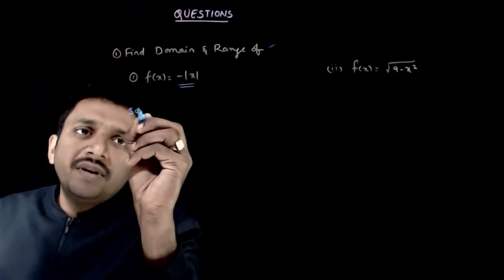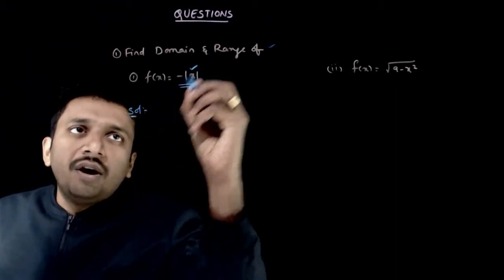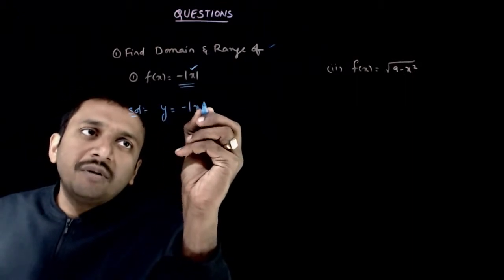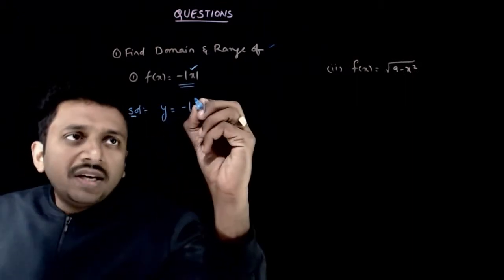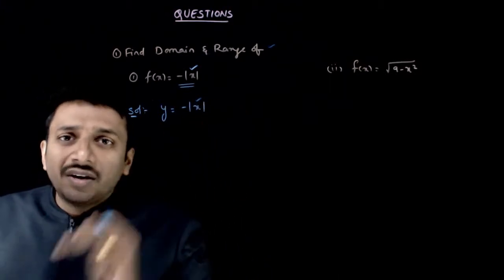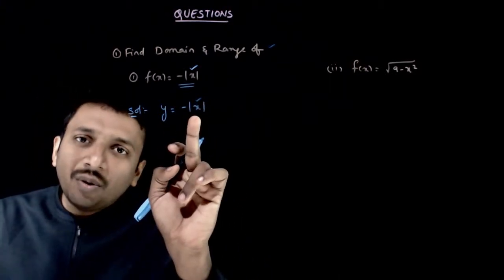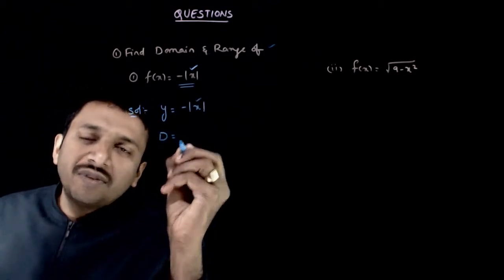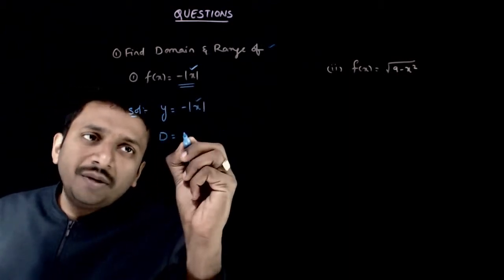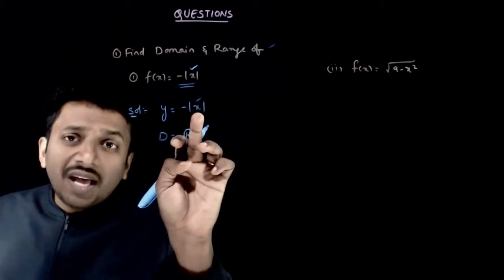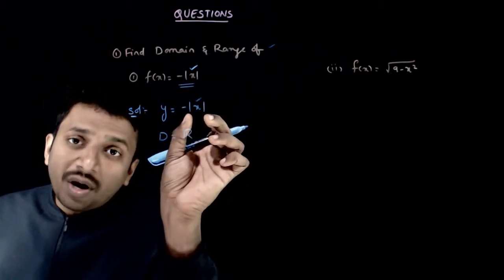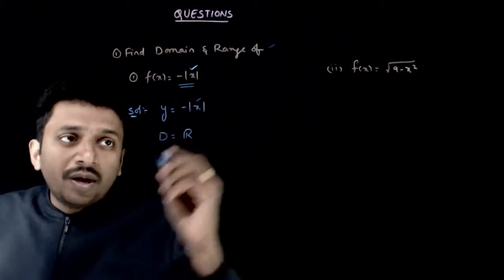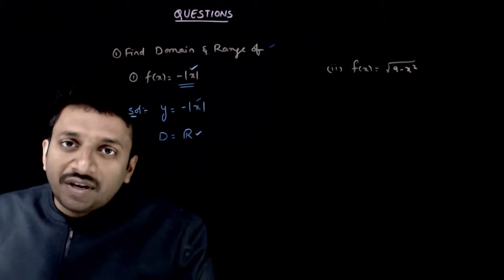It's a very simple question because we know the nature of mod x. So here y is equal to minus of mod x. We know that the domain of mod x is all real numbers. That is, any real number can go inside mod x, right? So the domain of this function is also real numbers, because for any number I can calculate mod, and for any number I can calculate a negative of that number. There is no problem with any number for this function.